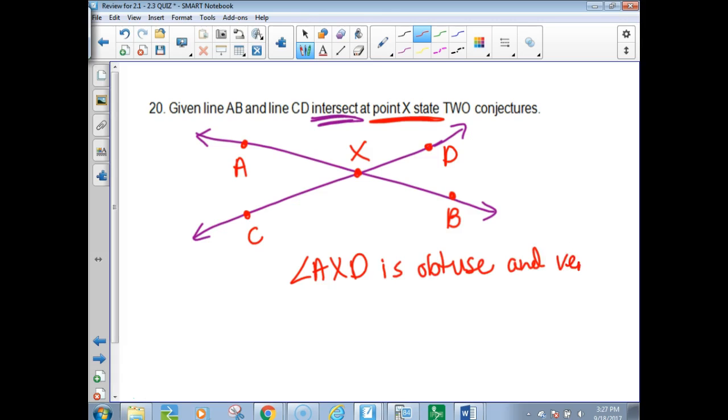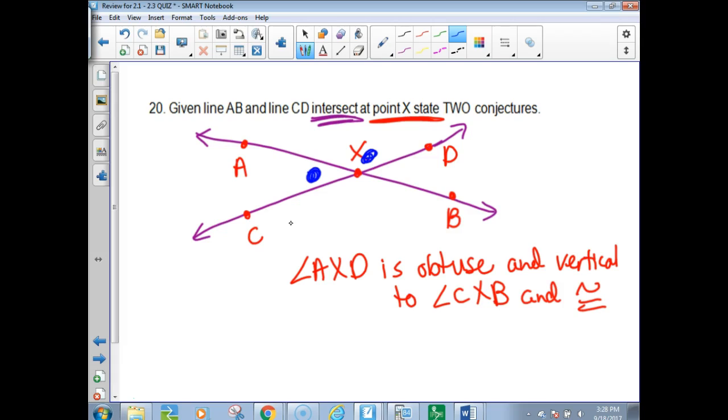Isn't it vertical to another angle? What is it vertical to? And Priscilla, okay, angle CXB. All right. They're both obtuse and they're congruent. Okay, they're also congruent. So I just said three things. How about somebody give me something about this angle and this angle? Those two.